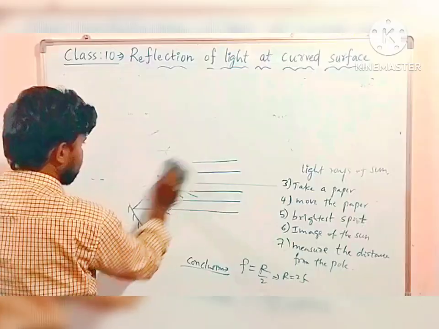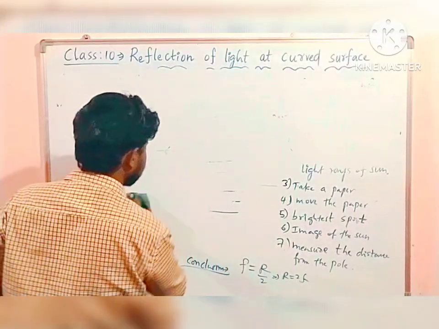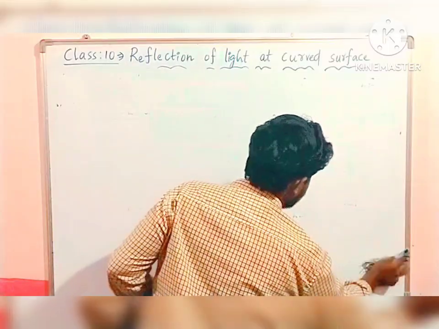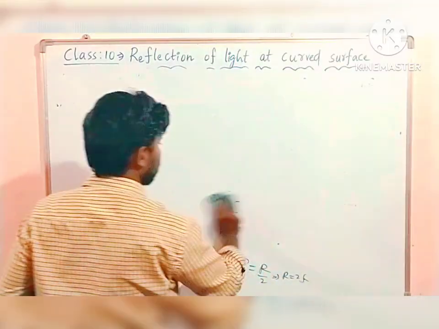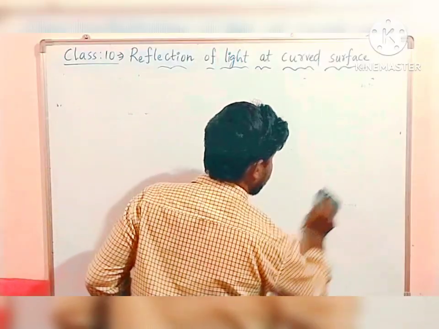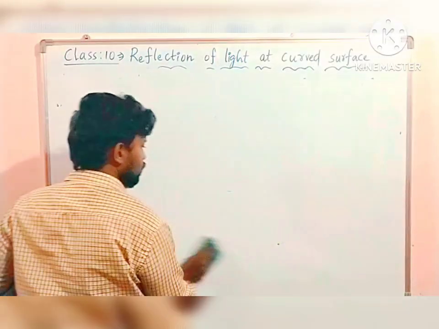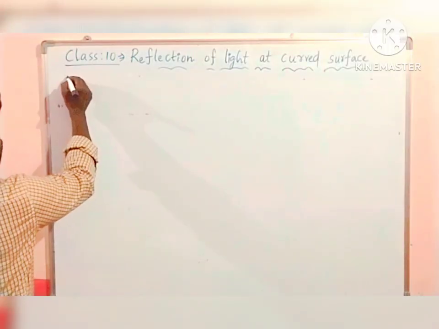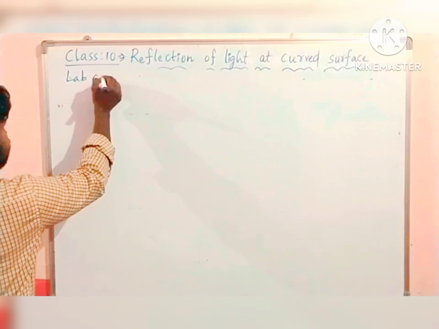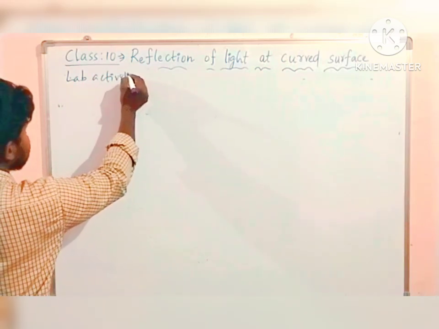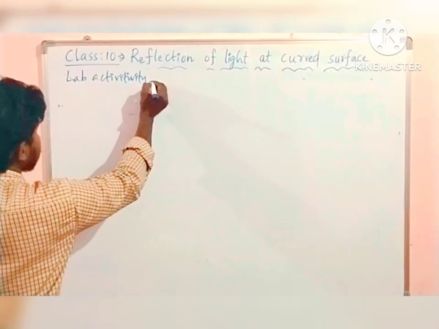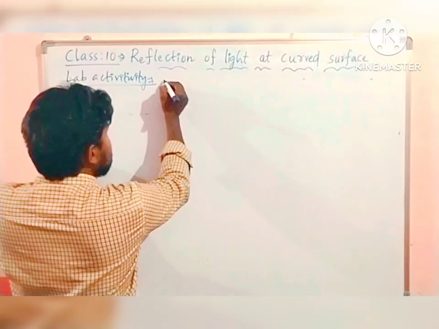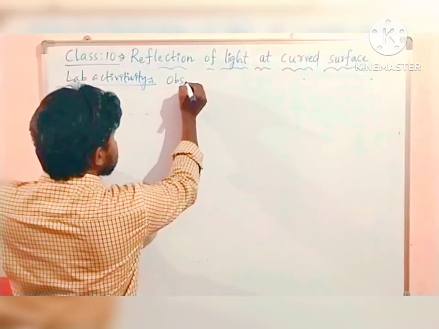Next lab activity is there. That is also very important: to observe the types of images of a concave mirror when an object is placed at different positions. Now, to conduct the experiment question, lab activity, conduct an experiment to understand by observing the types of images.